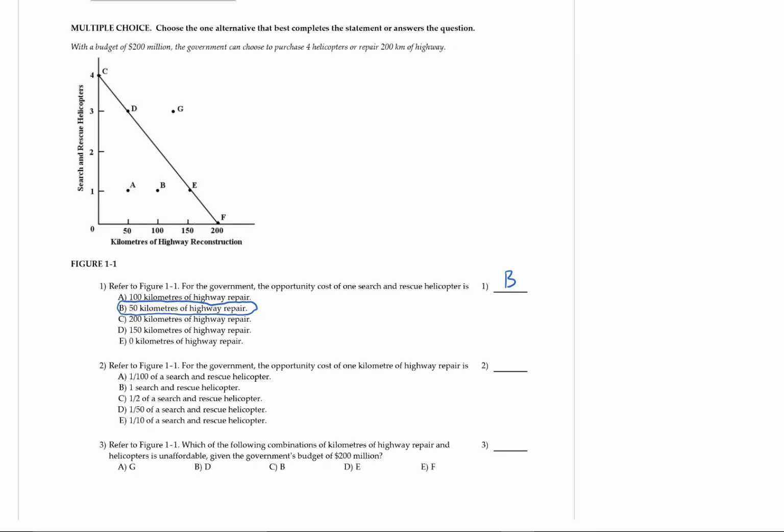We can see from the question and the graph that if the government spent all the $200 million they have for these 2 different projects, if they spent it all on highway repair, they could repair 200 kilometers of highway, so that's point F there. Whereas if the government spent all their budget on search and rescue helicopters, they could produce 4 of them. So what that's telling us is the opportunity cost of 200 kilometers of road is 4 helicopters.